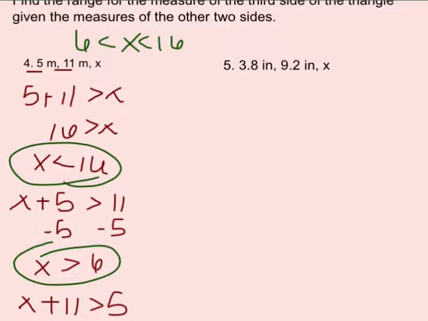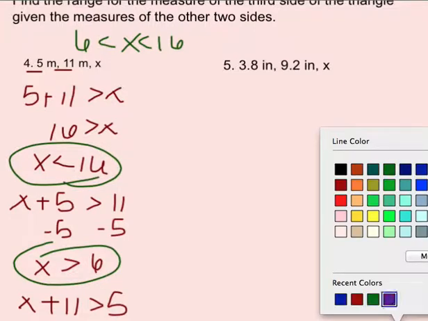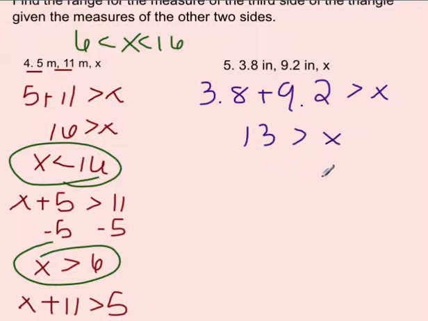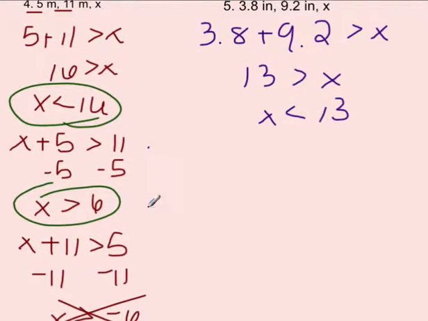So again, we're going to do the same thing. We're going to add all of these together. So 3.8 plus 9.2 has to be greater than x. So 3.8 plus 9.2 is 13. So then I just like to write it with the x facing this way because it's easier for me to see. So x has to be less than 13. If x is greater than 13, then that sum won't be greater when you add those two together.